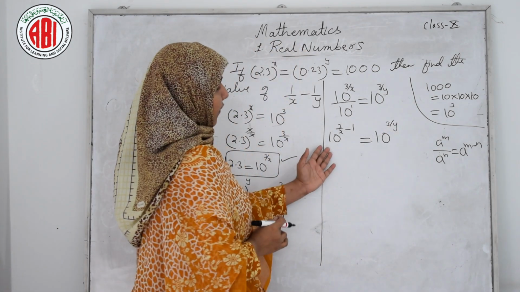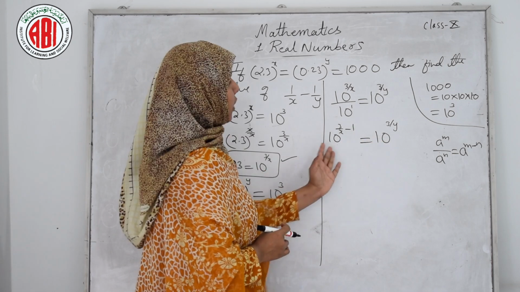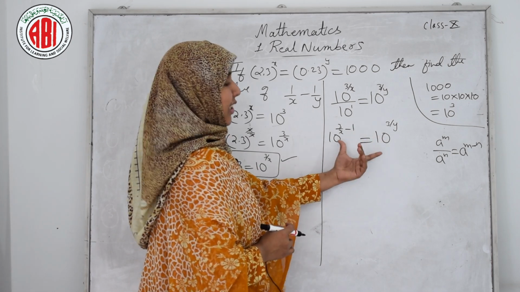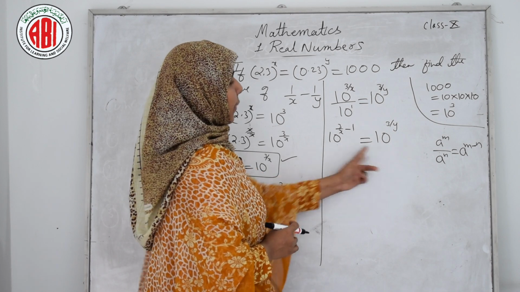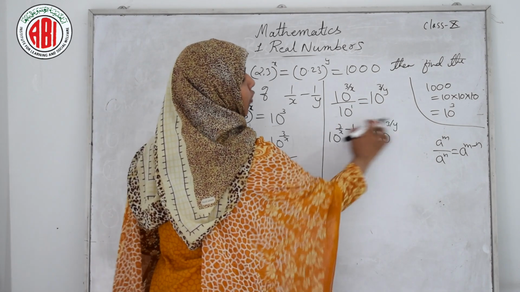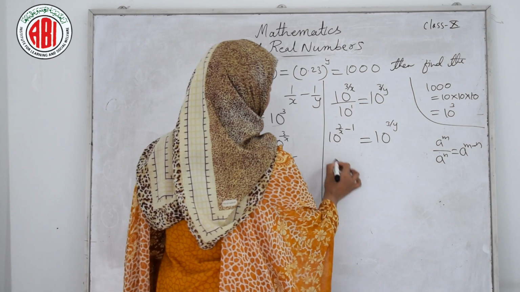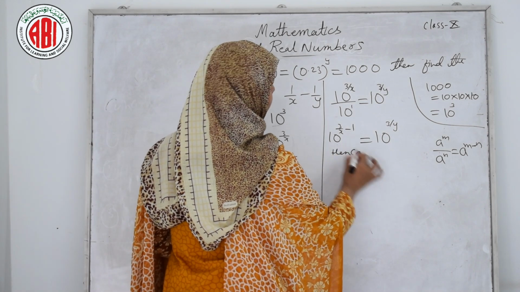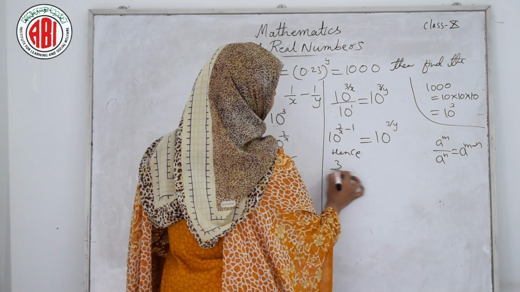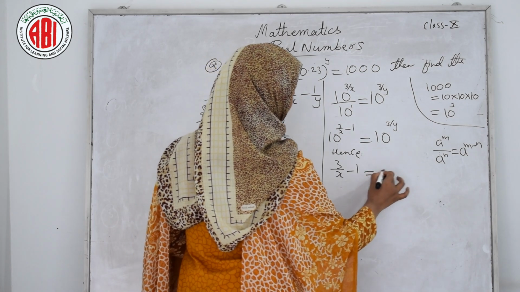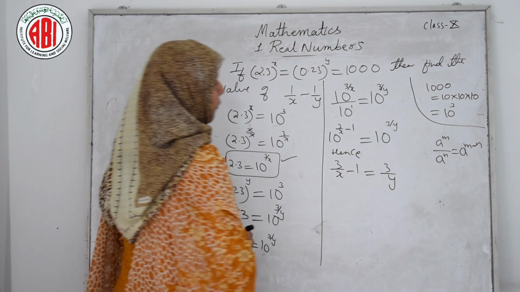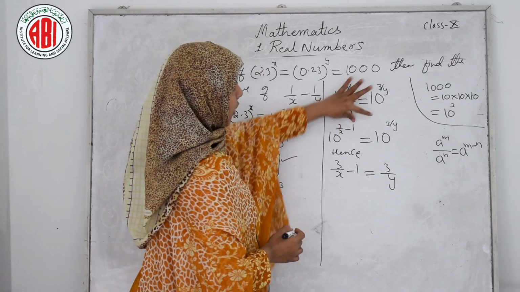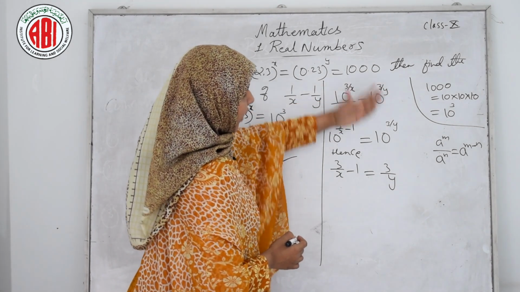Now look here, on the left hand side and right hand side, in both places the bases are the same. Here also the base is 10, here also the base is 10. Bases are the same, which means the powers are equal. So we are equating the powers. Hence 3 by x minus 1 is equal to 3 by y. Bases are the same, so the exponents are equal. That means we are equating the powers.